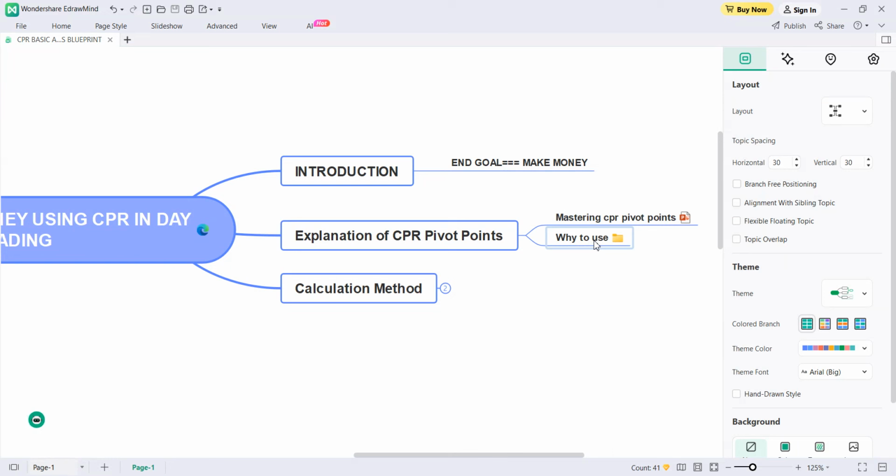Whenever you do any work, you have to ask yourself why you are doing it. Tell me why you are doing it. To gain knowledge about the markets, to use CPR pivot points in your trading, to earn money from the stock market. This is the reason why you are using this. Now let's see why to use these CPR pivot points.